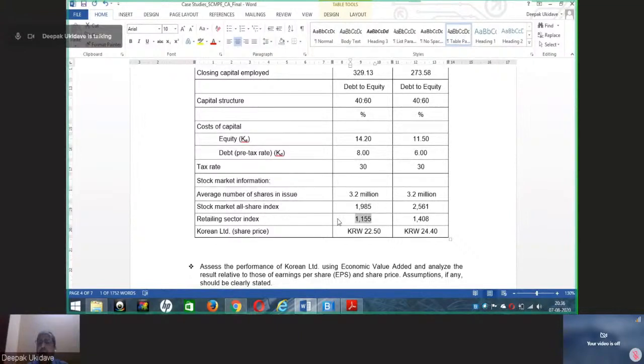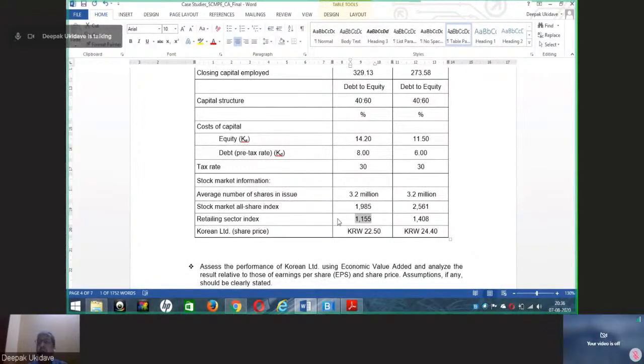Right? So now reading this data itself, I know I have to calculate 1, NOPAT, 2, weighted average cost of capital, 3, the percentage change in the market index, that is the market all share index, and 4, the percentage change in the retailing sector index. These four things I will have to calculate.